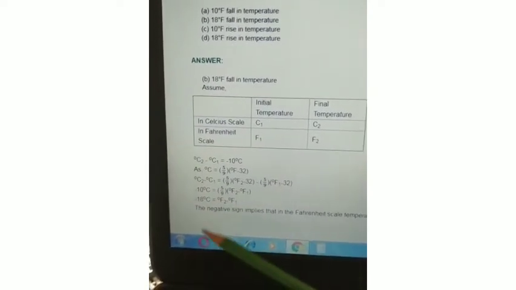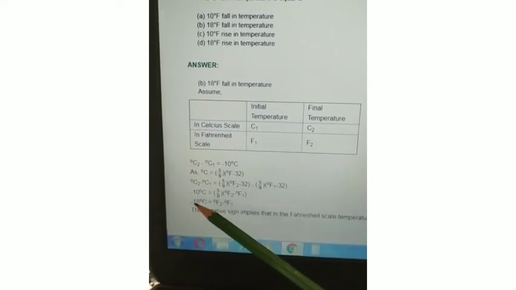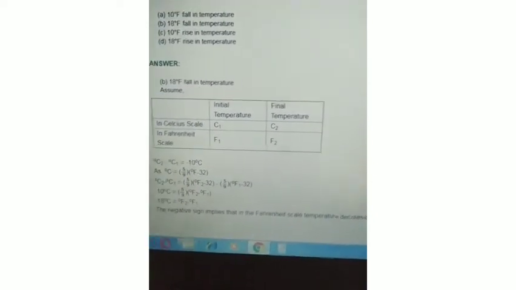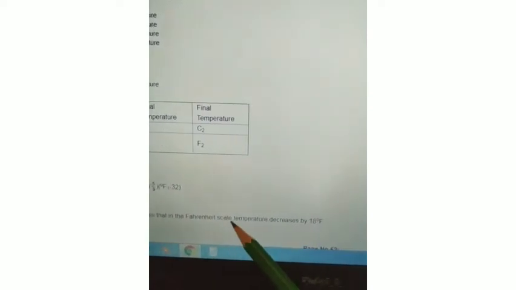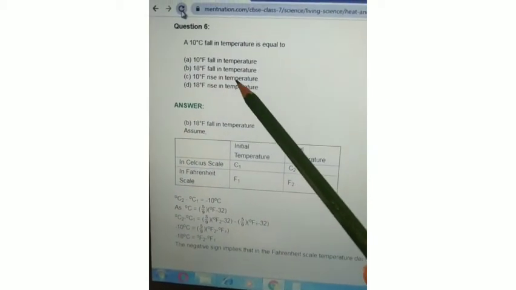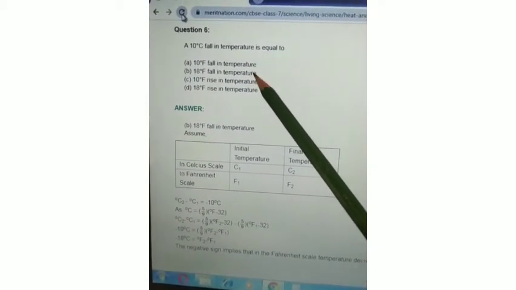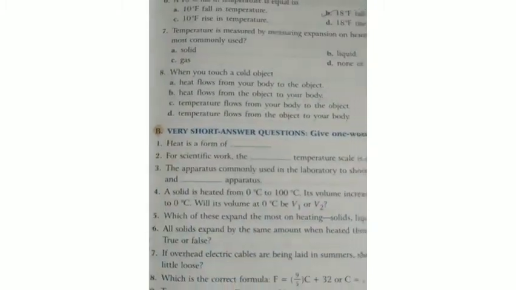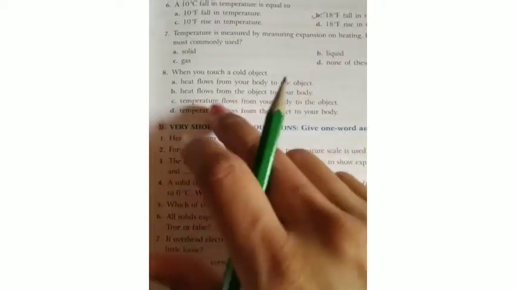So what does it indicate? As you can see, there is a negative sign. The negative sign implies that in the Fahrenheit scale, temperature decreases by 18 degree, right? So the answer will be B part, that is 18 degree Fahrenheit fall in temperature, right? So this is the reason behind this, students. So the answer is B part, that is 18 degree Fahrenheit fall in temperature. Mark B part of 6th. So now we move further.